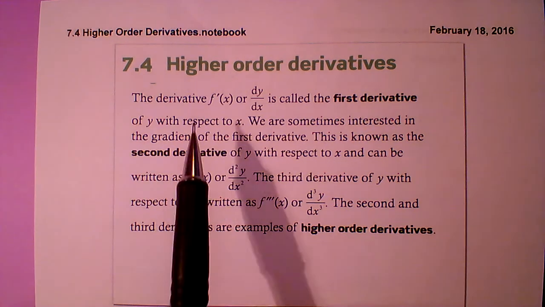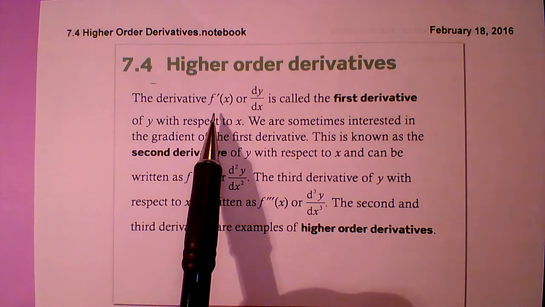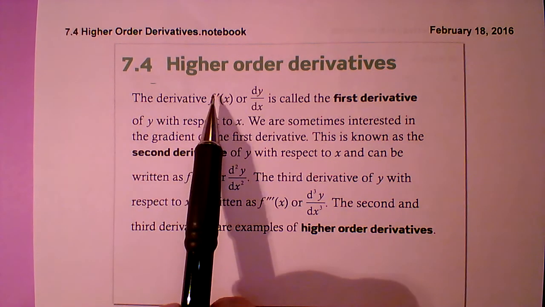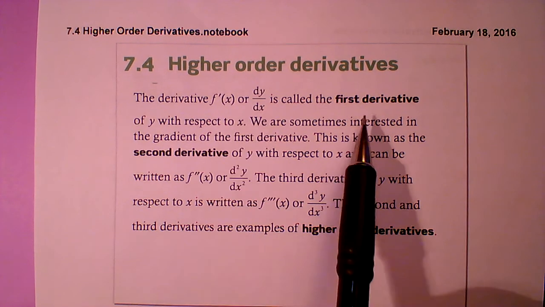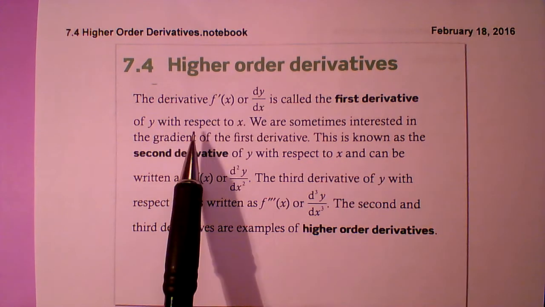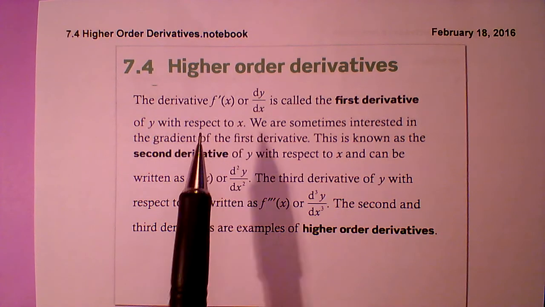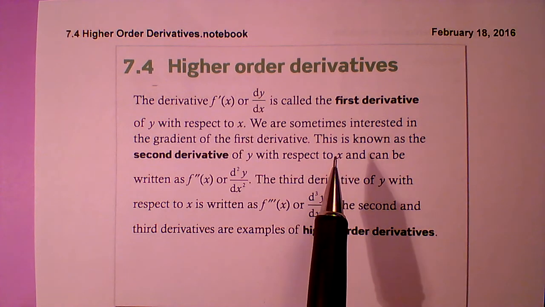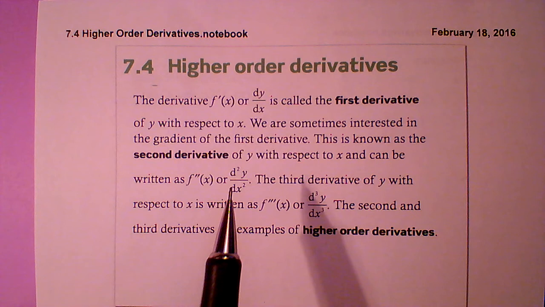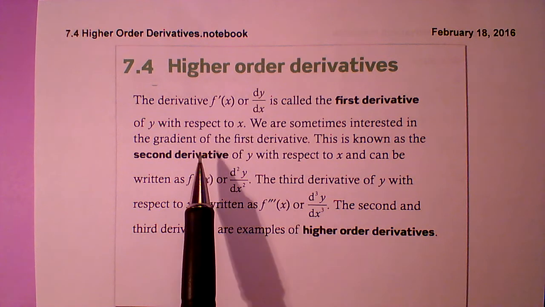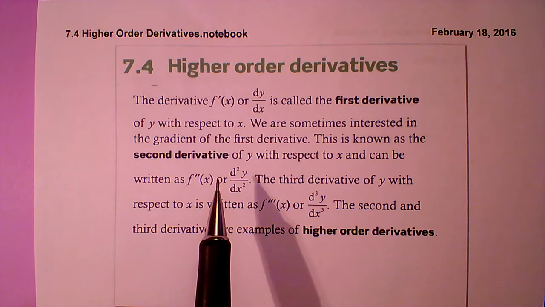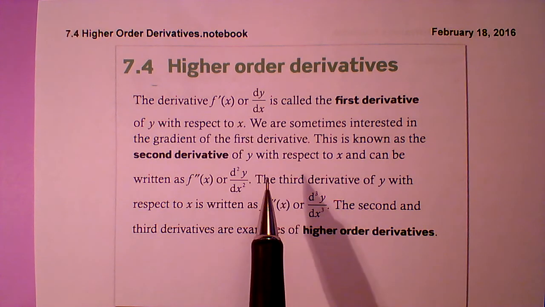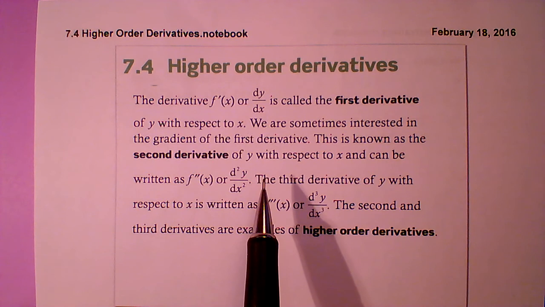So far when we've talked about taking the derivative, we've looked at the notation where we have f prime of x or dy dx, and we call that the first derivative of y with respect to x. So sometimes we want to find the derivative of the first derivative. It says here, find the gradient of the first derivative. Find the slope of the line at a point on the first derivative. And later on, we'll do some graphing of this and take a look at what that looks like.